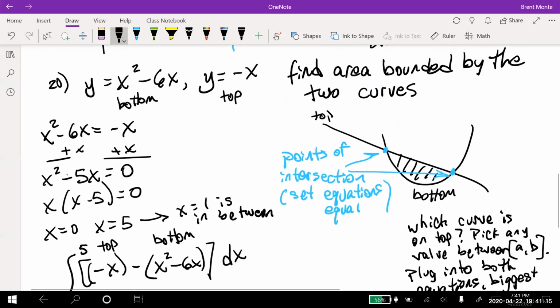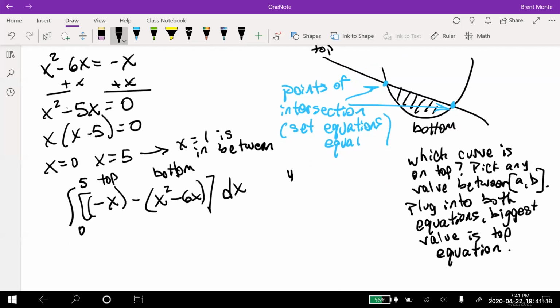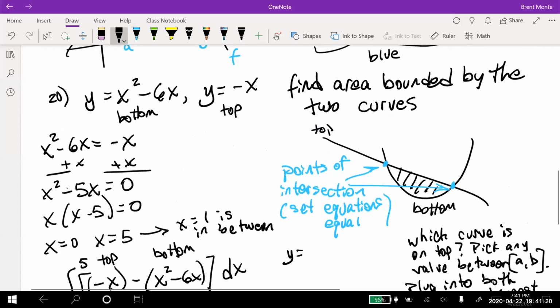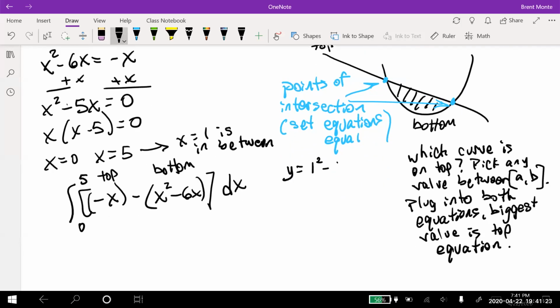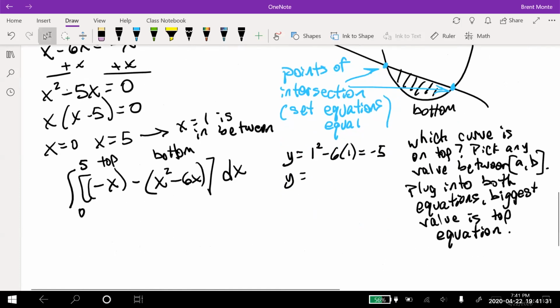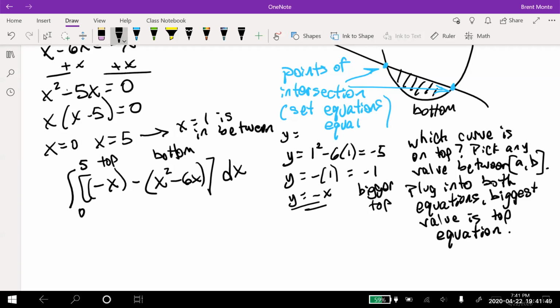So if I plug that into the first equation, y equals 1 squared minus 6 times 1, I get 1 minus 6, which is negative 5. If I plug it into the other equation, y equals negative x, I get negative 1. Oh, negative 1 is bigger than negative 5, so that's the top. And that's what we said: y equals negative x, which was what this equation was, is on top. The y equals x squared minus 6x was on the bottom.